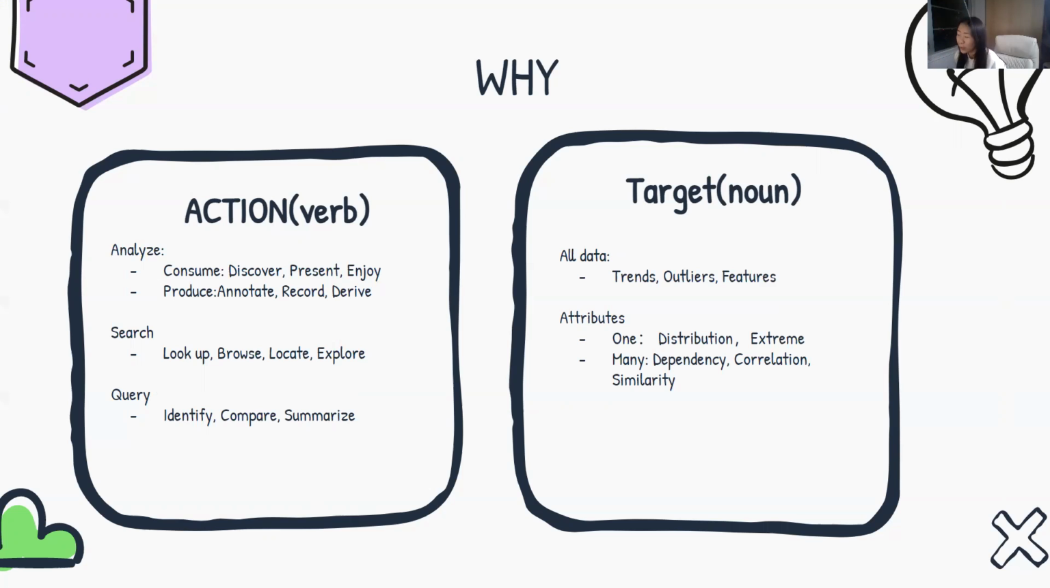The target, which is a noun from your task: are you looking at all the data, the whole picture? You want to look at the overall trend or the outliers or the features from this data set. And in terms of attributes, are you looking for one attribute or more? If it's one, you can look at the distribution of those attributes, or if there are any outliers, extreme values. Or many, which is two attributes, you want to look at the dependency, correlation, or similarity.